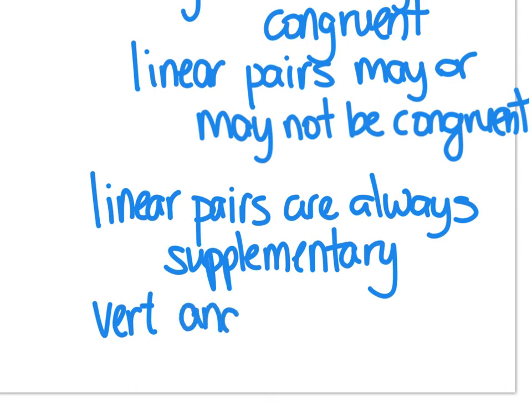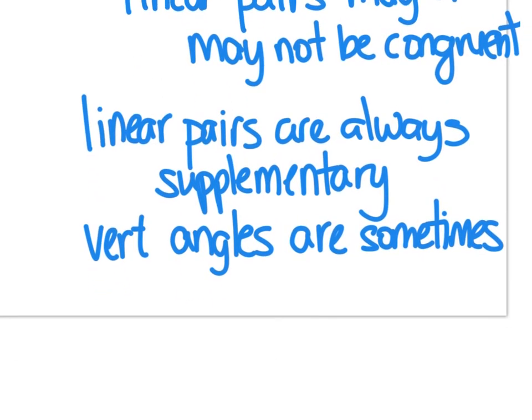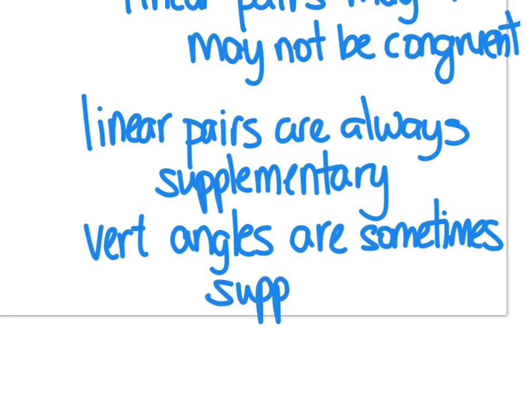Vertical angles are sometimes. Thinking if we had two intersecting lines that were perpendicular, or that met at 90-degree angles, then they would be supplementary. And that's the end of lesson 2-4.